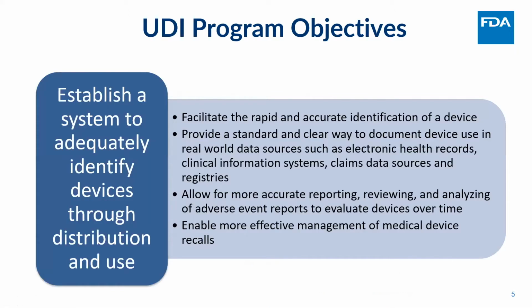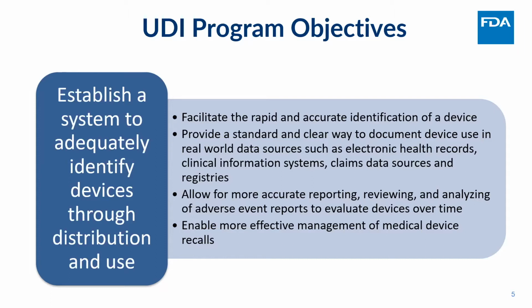Moving forward, so what are some of the program objectives? You already heard Daniel refer to some key things, but the main important thing is we want to adequately and accurately identify devices through distribution and use. And that's the key. And it allows us to basically document device use in real world data sources, such as electronic health records and clinical information systems, allow for more accurate reporting, review, and analysis of adverse event reports.